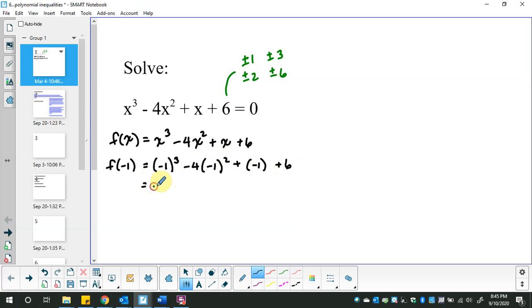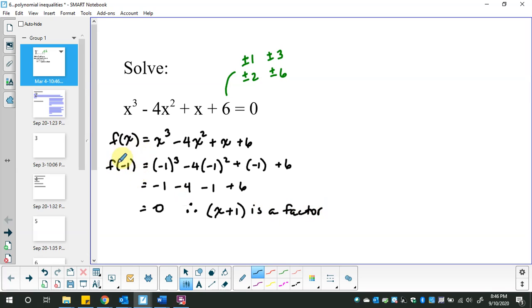So negative 1 cubed is negative 1. Negative 1 squared is 1 times negative 4 is negative 4. Positive and negative 1 is negative 1 plus 6. So there are 6 negatives, so negative 6 plus 6 is 0. So my guess was right, which is pretty good because I didn't want to do a whole bunch of stuff and erase it again. So that means that I have found one of the 3 possible factors.